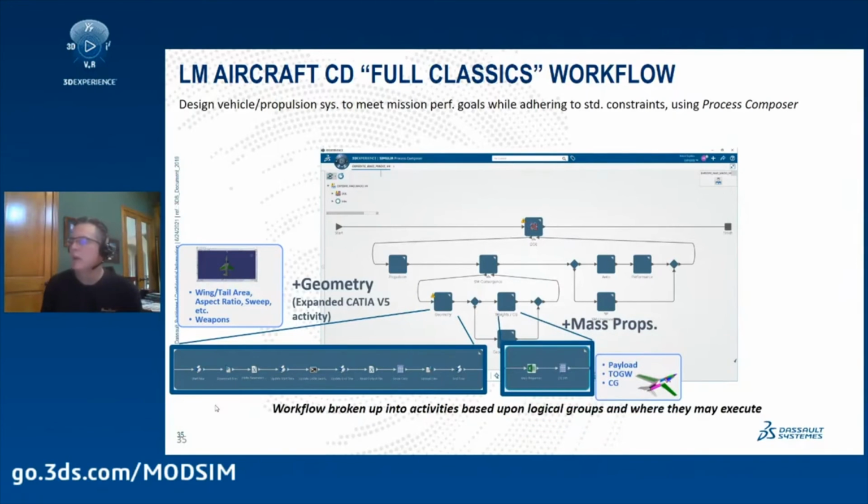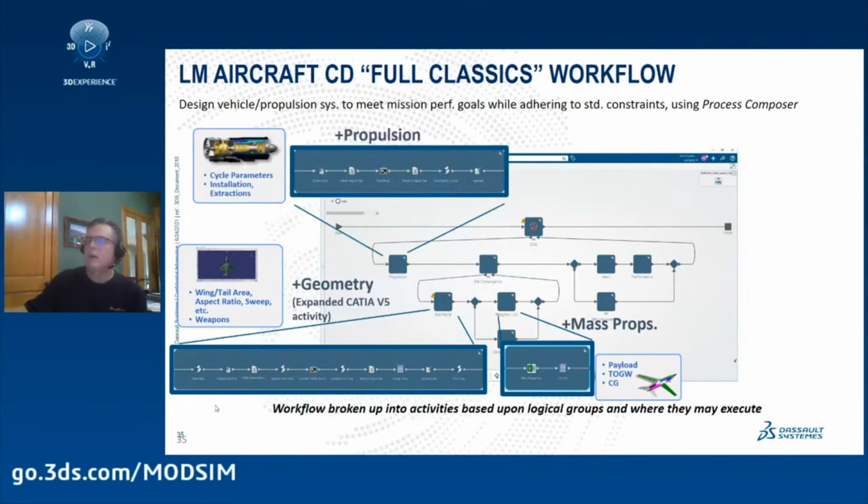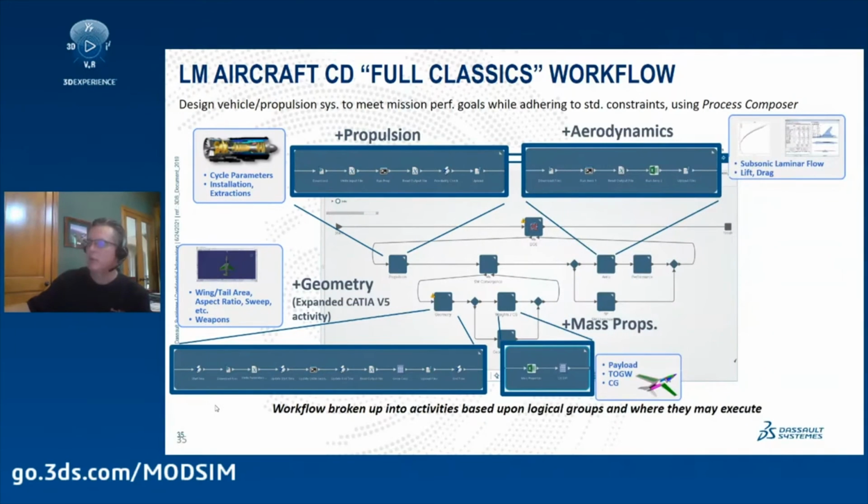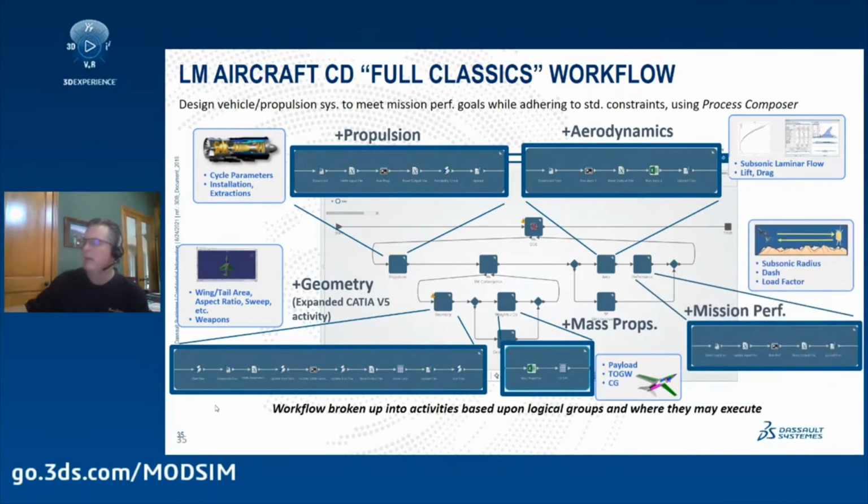There was another activity that computed all the mass properties using Excel spreadsheets and worked with the information gathered from the CATIA model as well. There was an activity that used their internally developed propulsion simulation capabilities to compute some values associated with propulsion. They used some aerodynamic tools as well to compute some of that. And then a mission performance was also put into the workflow.